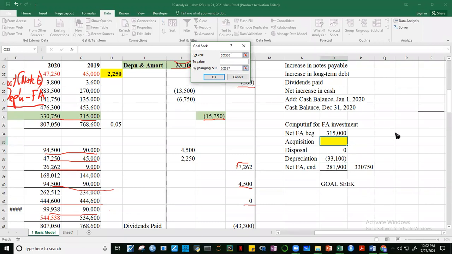Sabi natin yung sineset natin, yung alam na natin yung value. Ang value niya, ita-type natin kasi hindi siya naka-link, no? 330750. Okay, so we're telling Excel, i-set mo nga itong net fixed asset end to 330750. By changing what cell? Anong change natin? Okay, anong cell, guys, ang pinapa-change natin?